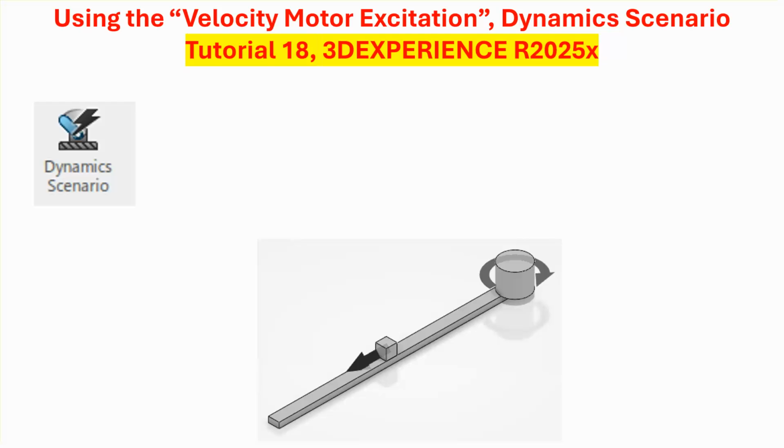Okay, so we have to be in dynamic scenario. The problem that I'm going to be showing you in using this velocity motor excitation is shown here. Very simple prismatic joint. The block moving on a track in a linear, translating way, and there is something out there that's a revolute joint and it's rotating.